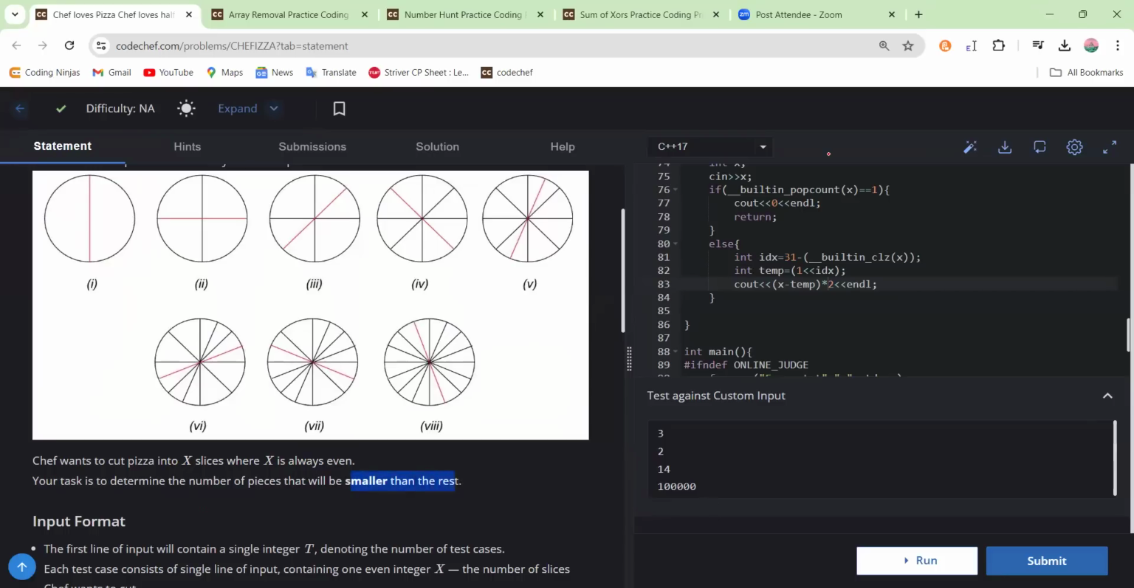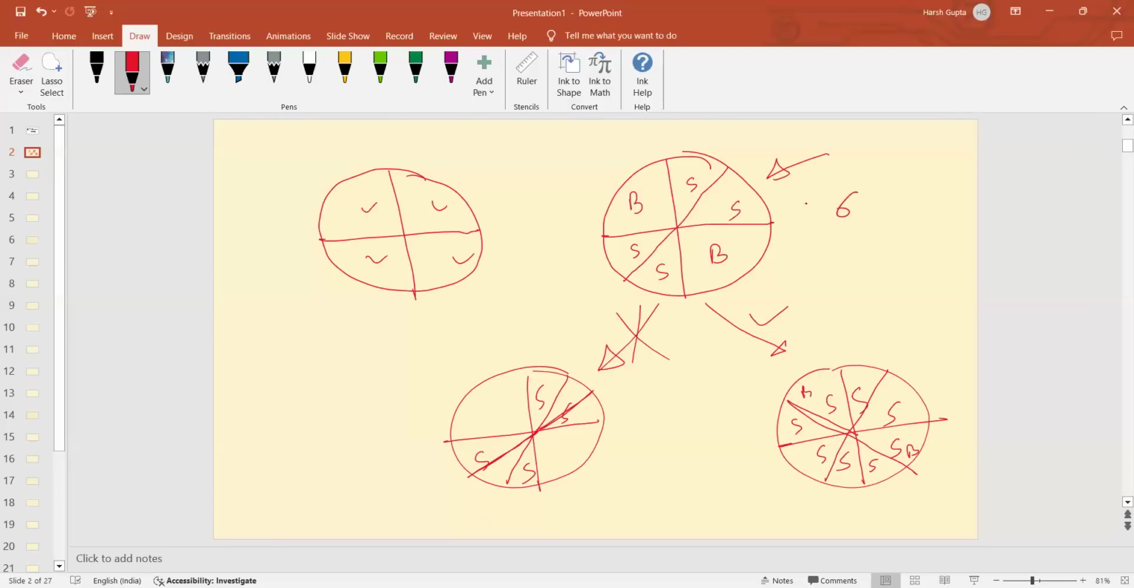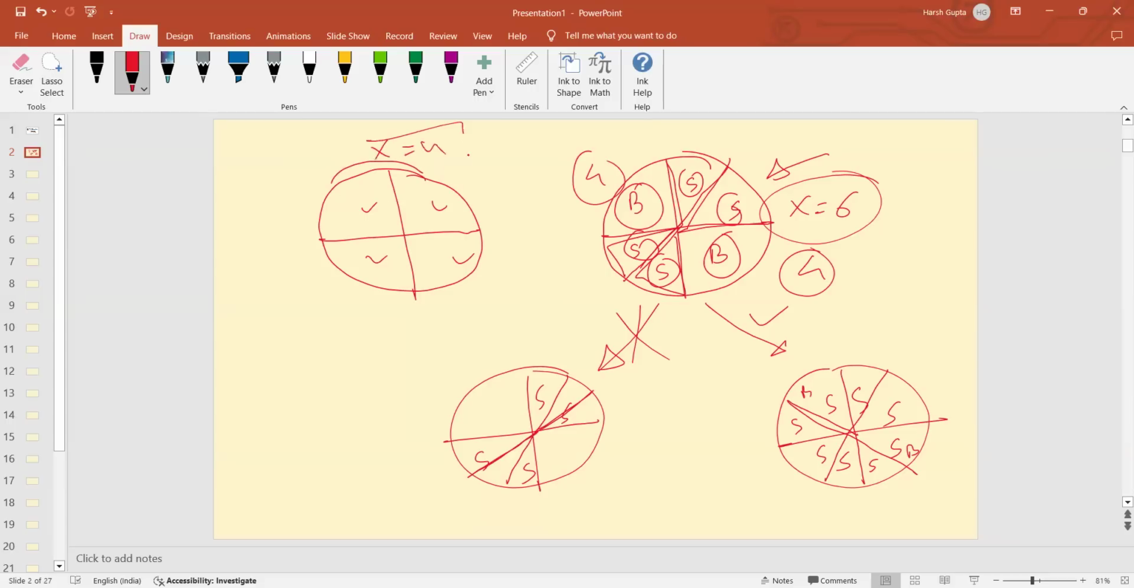For example, if you look up to this, over here you have 6 parts, so the value of X is 6. The answer to this part will be 4 because there are 4 parts that are smaller than the rest, since we have 2 bigger parts and 4 equal smaller parts. So the answer for this part will be 4. Similarly, if you look at this figure in which we have 4 slices, that is, X is equal to 4, the answer will be 0. Why? Because there are no parts smaller than the rest. So the answer to this part will be 0.